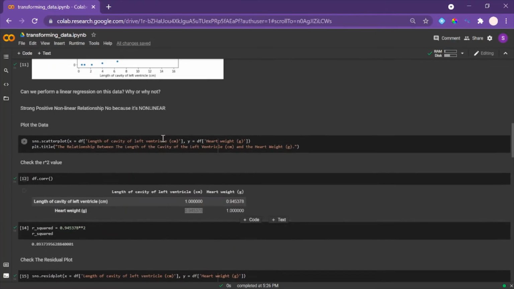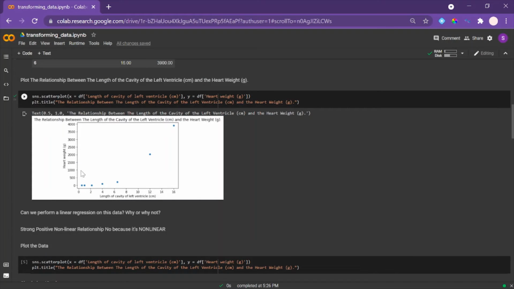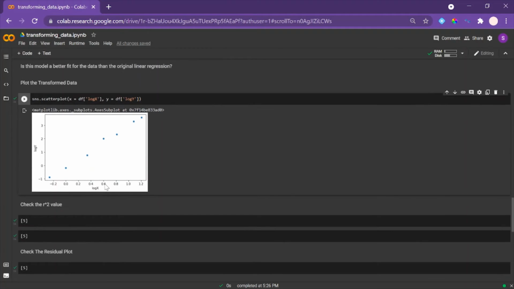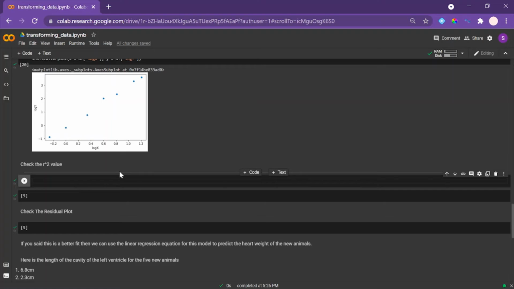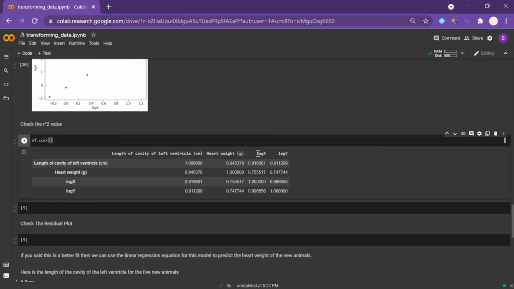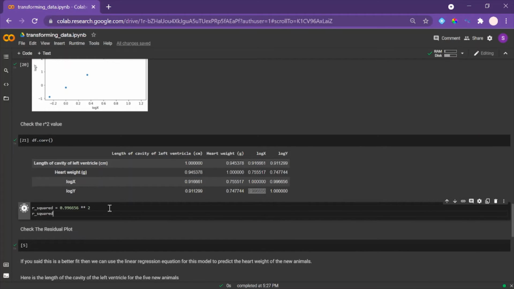So you can see the difference between this graph and the earlier one. The data was curved, right? Now you can see that it's linearized. Now we can apply a least squares regression line because the data is linear, okay? So we're also going to check the R-squared value. So we're going to do df.corr. So we're going to check the relationship between log x and log y now, and that is this number right here. So we're going to take R, square it, and then call it r squared, run that.